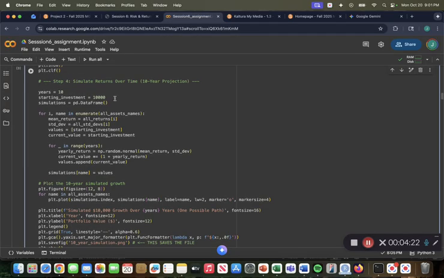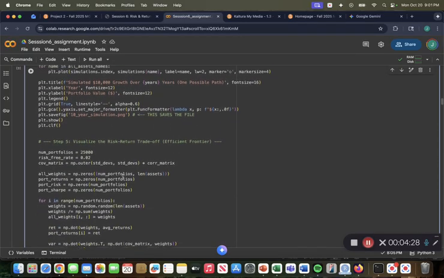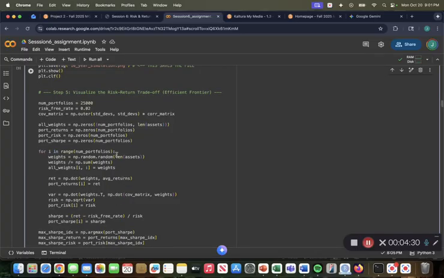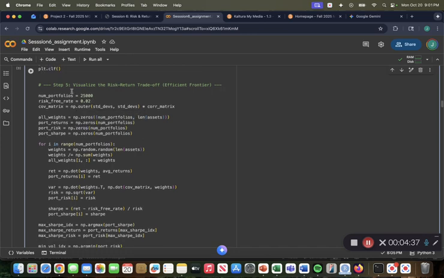As you can see here with our starting investment at $10,000, we create another plot that you'll see in a second. And then our next step, step 5, is visualizing the risk-return trade-off using the efficient frontier curve, which we do here. We have a lot of portfolios, just so we can see the curve, the risk-free rate being 2%, and then our correlation matrix plays a role in that as well.